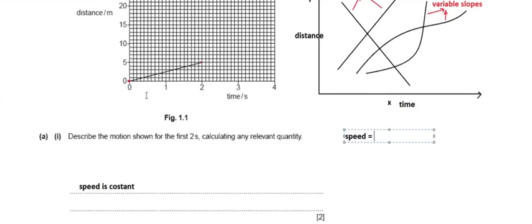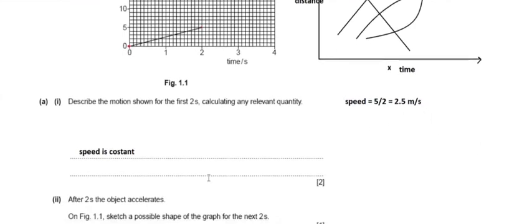So the y-axis, if I consider these two red dots, is going from 0 to 5. Change in the y-axis is nothing but the change in the distance, which is 5, and the change on the x-axis is going from 0 to 2. So 5 divided by 2 is 2.5 meter by second. So our slope value is 2.5, that is nothing but speed.